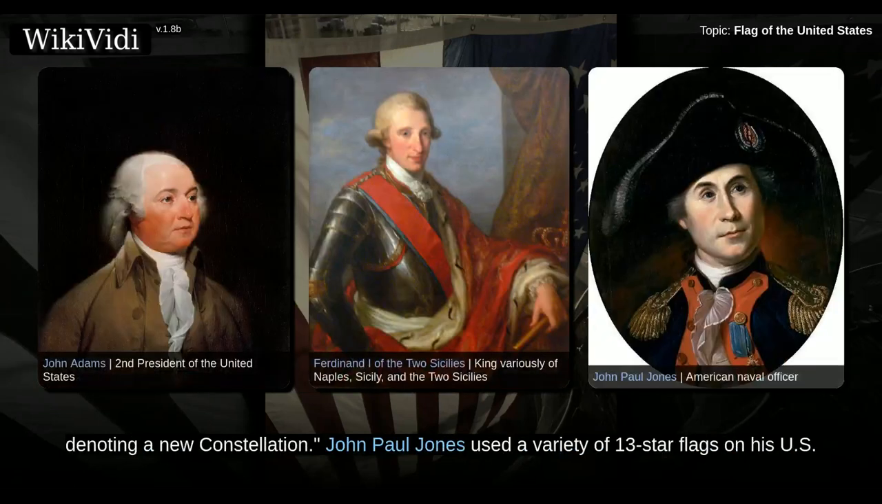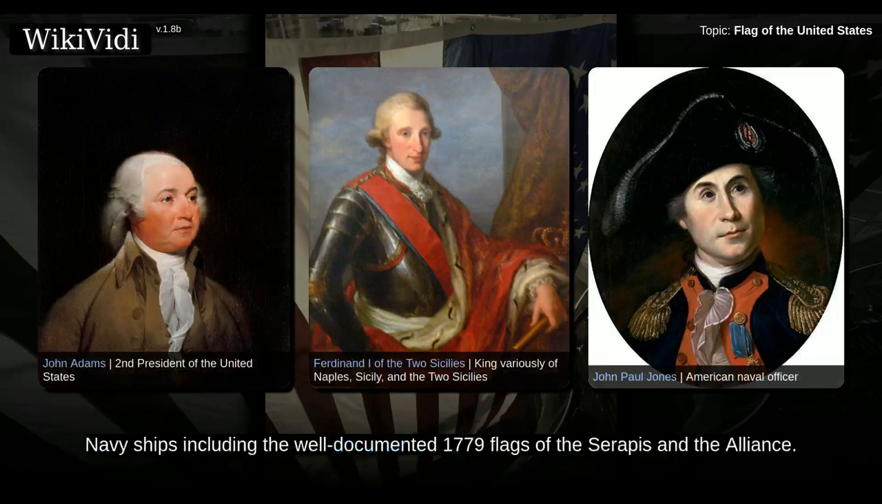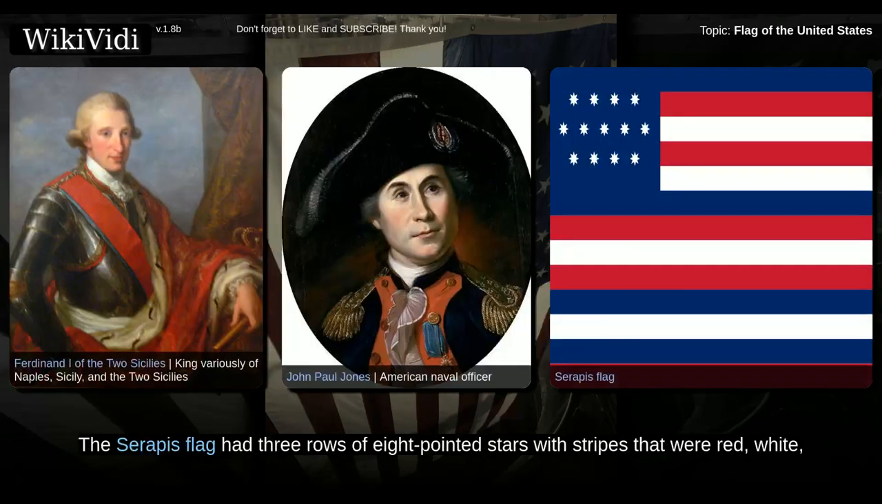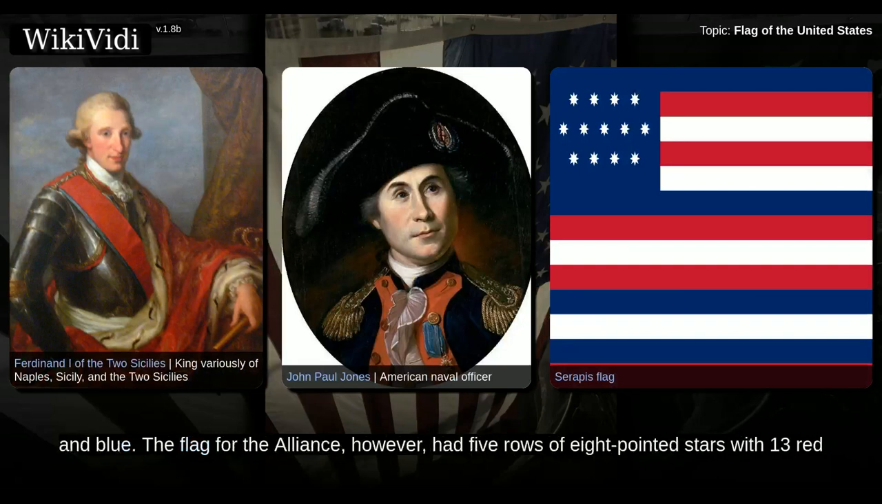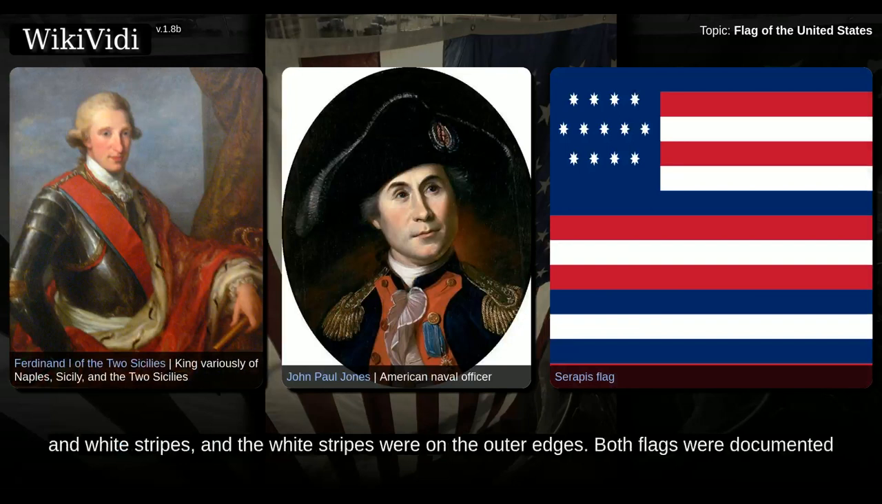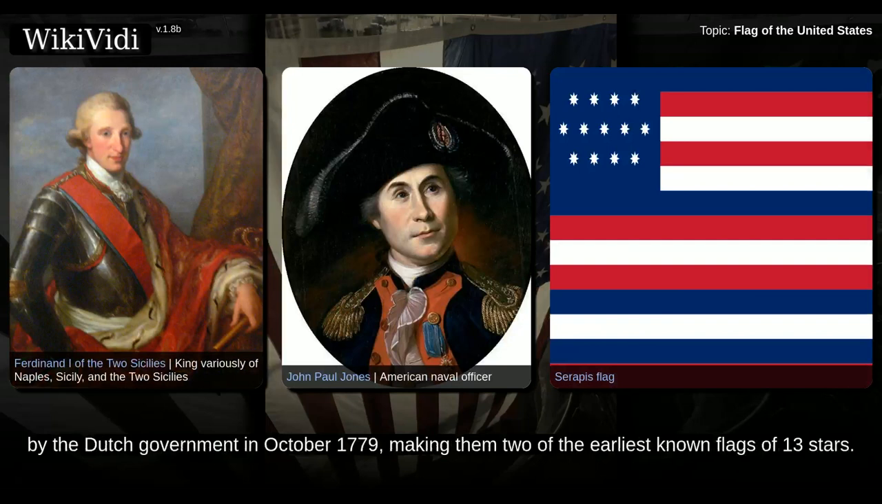new constellation. John Paul Jones used a variety of 13-star flags on his U.S. Navy ships, including the well-documented 1779 flags of the Serapis and the Alliance. The Serapis flag had 3 rows of 8-pointed stars with stripes that were red, white, and blue. The flag for the Alliance, however, had 5 rows of 8-pointed stars with 13 red and white stripes, and the white stripes were on the outer edges. Both flags were documented by the Dutch government in October 1779, making them 2 of the earliest known flags of 13 stars.